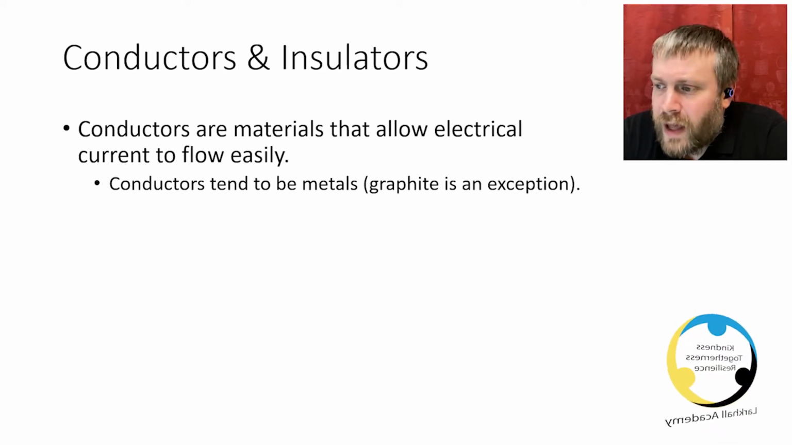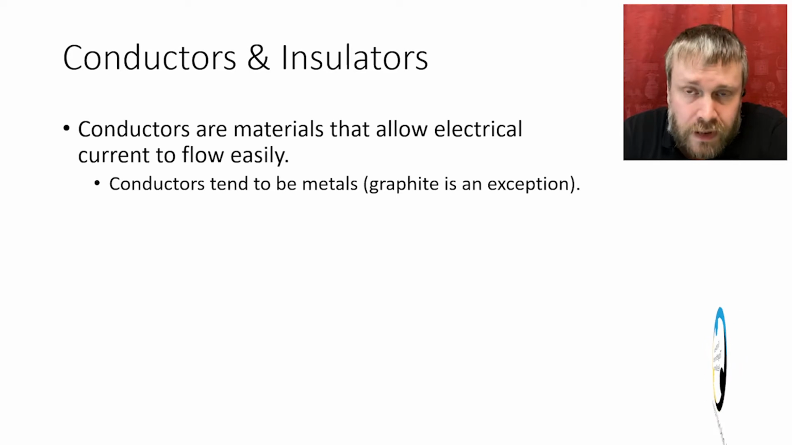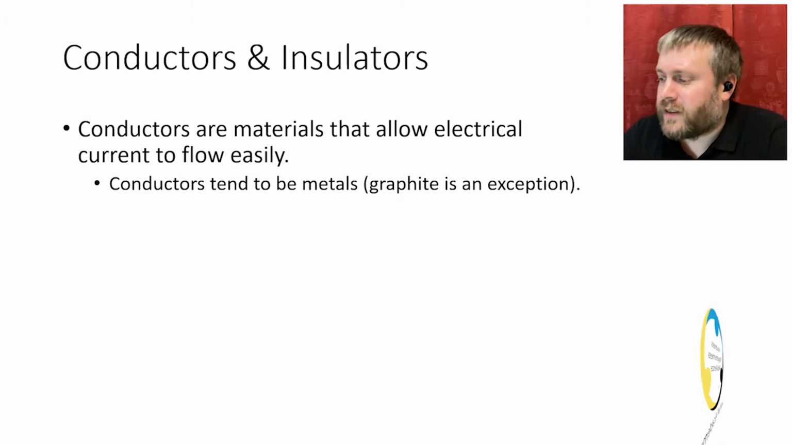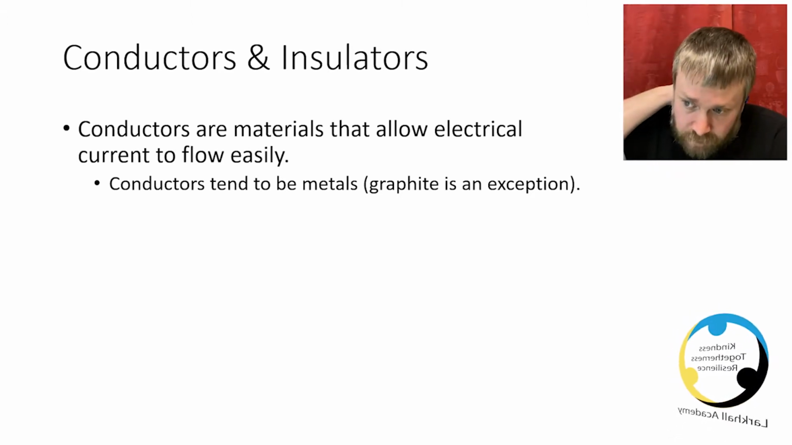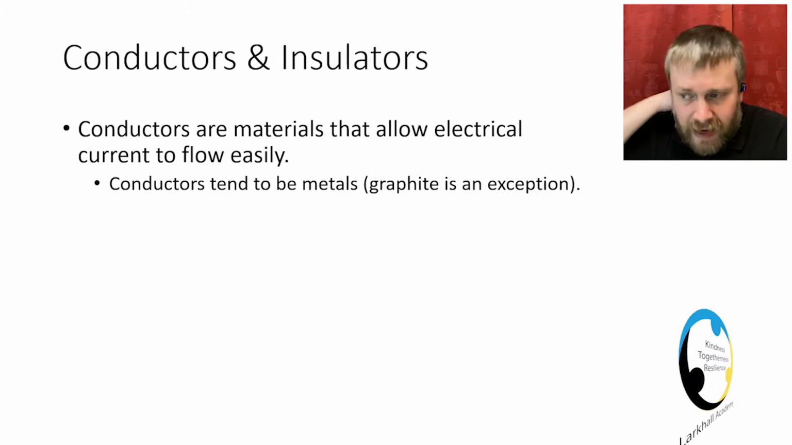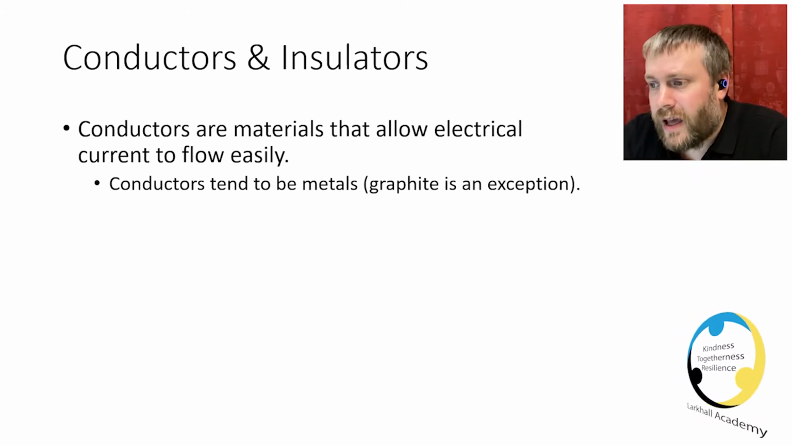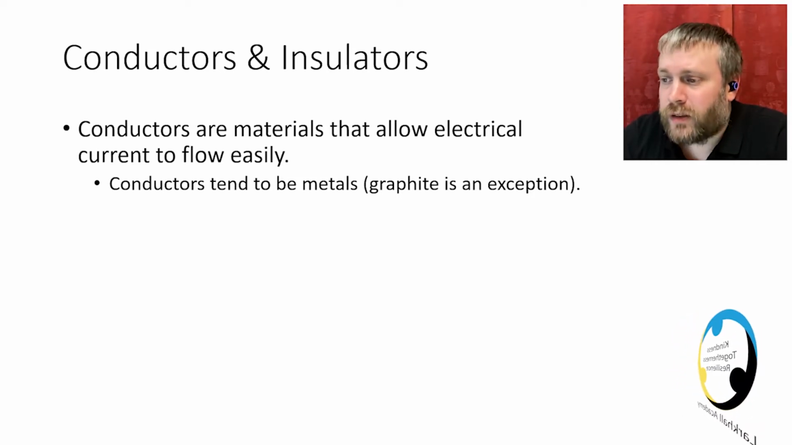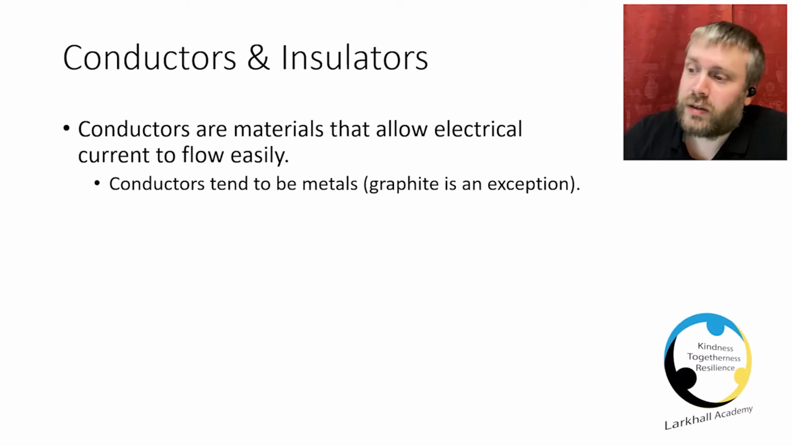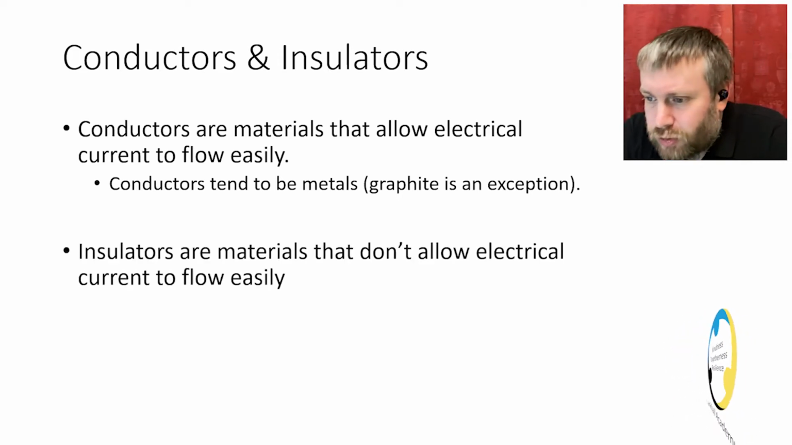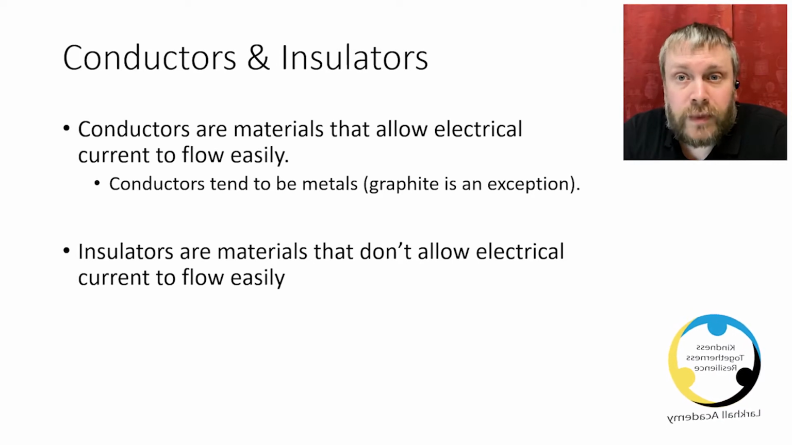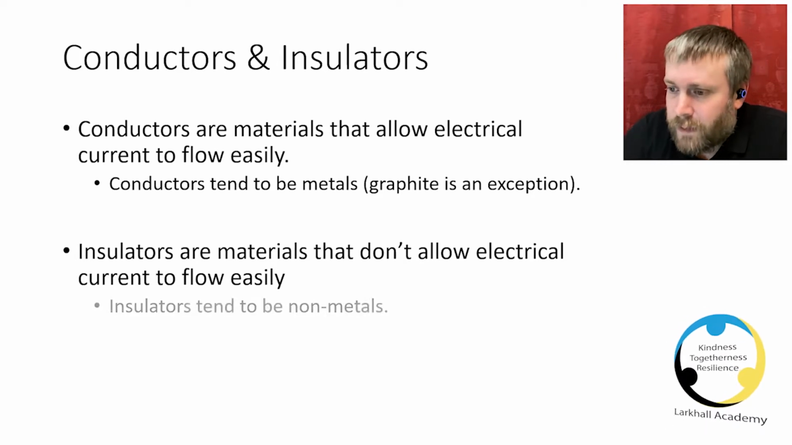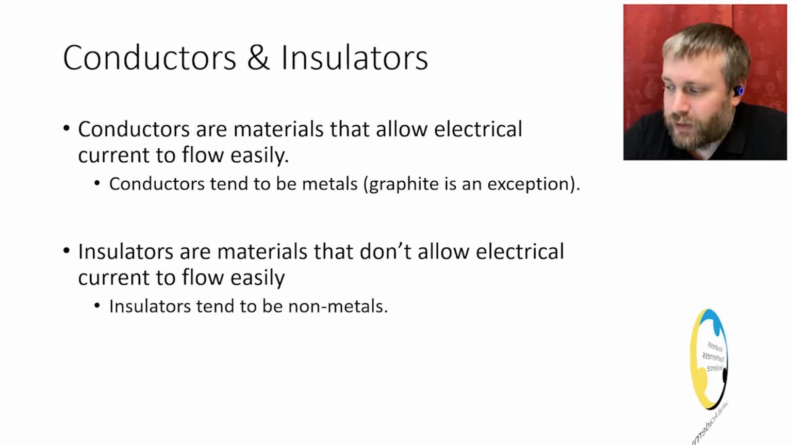Graphite is a notable one. Graphite is a form of carbon, particularly the form of carbon in your pencil. So graphite is something that will allow electricity to flow through it easily as well, and that's obviously a non-metal. Carbon's not a metal, as I'm sure most of you already know. However, for the most part, non-metals tend not to conduct electricity easily, which leads us on to insulators. That's what we call a material that doesn't allow electricity, this electrical current, to flow through it easily. And as I've just said, insulators tend to be non-metals.